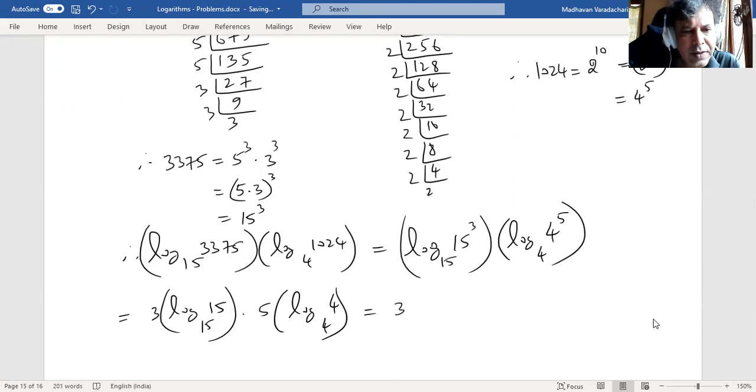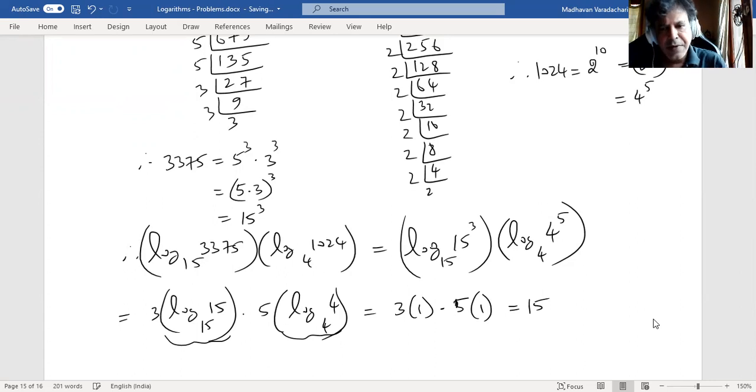So this term is also 1, this term is also 1. So 3 into 1 multiplied by 5 into 1. So the final result is 15. 15 is the solution for this particular problem.